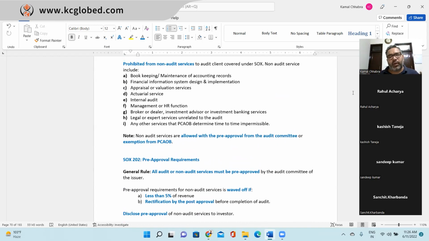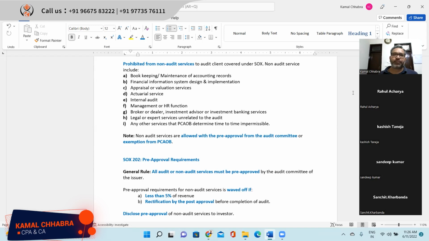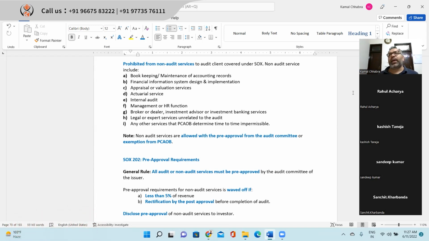When you are doing the audit of a listed company, you mandatorily need to report on ICFR, internal control over financial reporting, so your report will be an integrated report, not only the financial statement audit report. For an issuer, it is optional whether you give a financial statement audit report or an integrated audit report, but for a listed client it is mandatory to provide an integrated audit report. In the integrated audit report, you'll be giving an opinion on the financial statements, and also an opinion on the design and operating effectiveness of the internal control as well.